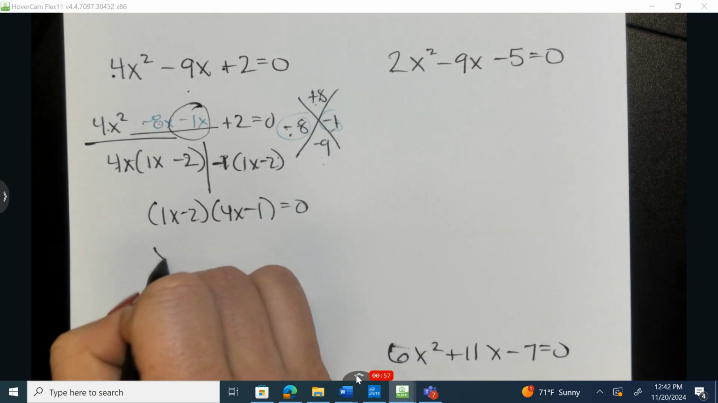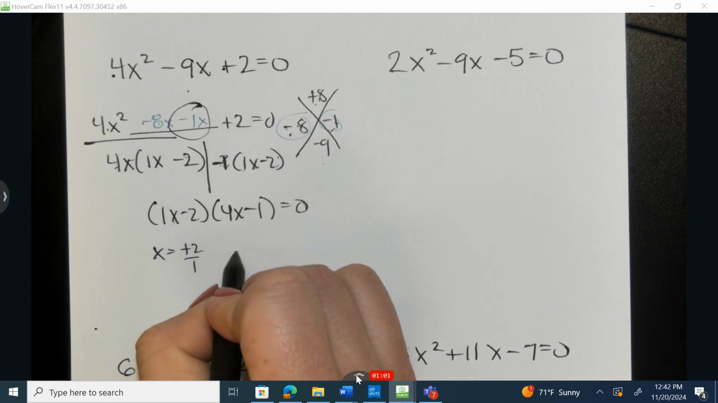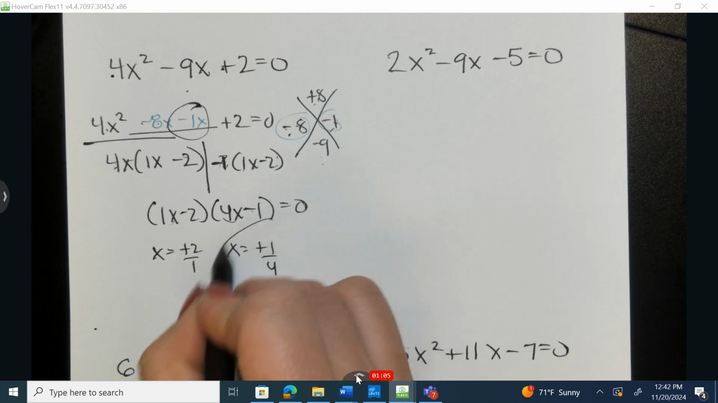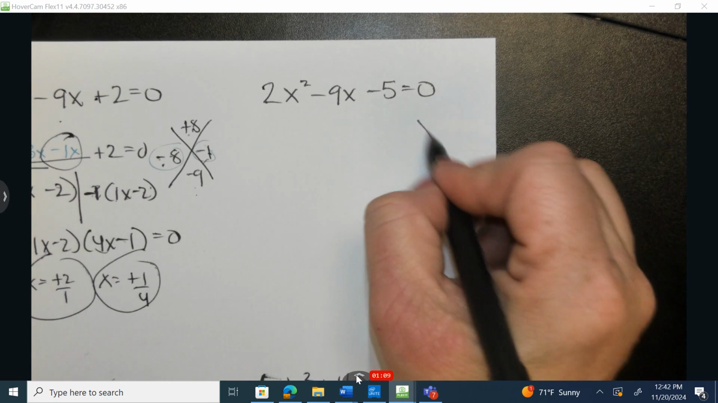What's the quick way of solving? Opposite sign divided by what's in front of the x. Let's look right now at the next example.